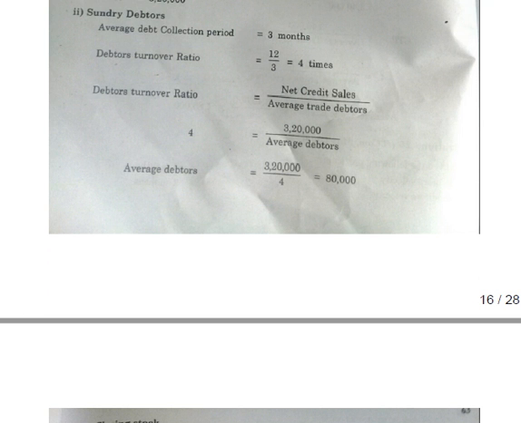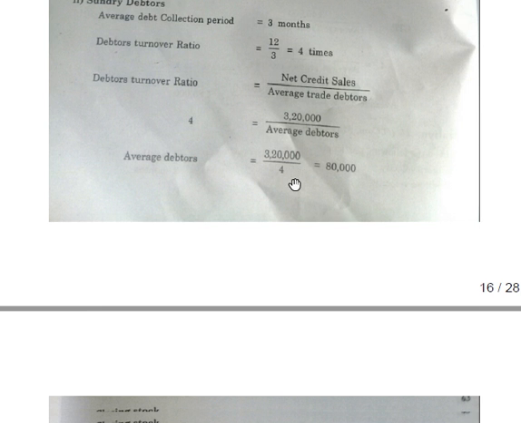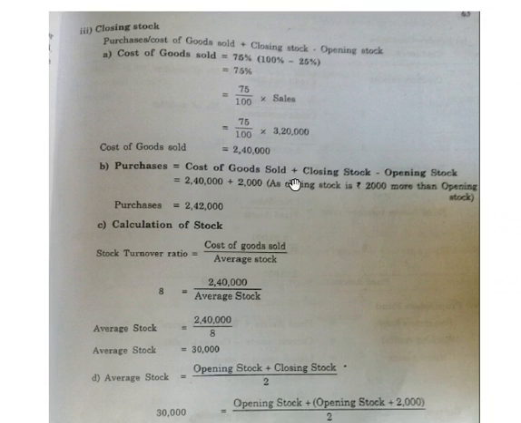Sundry debtors, average debt collection period 3 months. So debtors turnover ratio, they have given it 4 times, so 12 by 3, which is 4 times you can consider. So debtors turnover ratio is equal to net credit sales divided by average trade debtors. 4 is equal to 3,20,000 divided by average debtors. Average debtors is equal to cross multiply 3,20,000 divided by 4, which is 80,000.